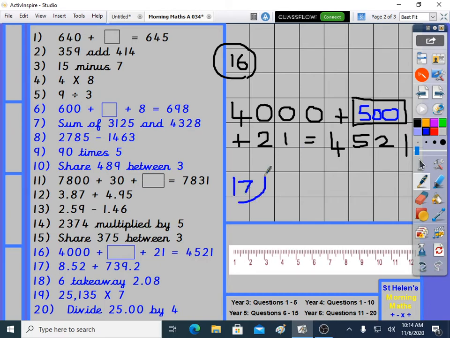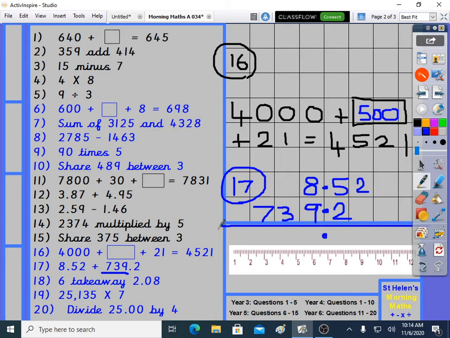Question 17. Bit of lining up trickery here. Must make sure the decimal point is lined up or it will not work. So I've lined it up and I've got to do 739.2. I've got to have 739 before the decimal point, so it has to go right over here. 739.2. If you don't line it up like that, it won't work out.